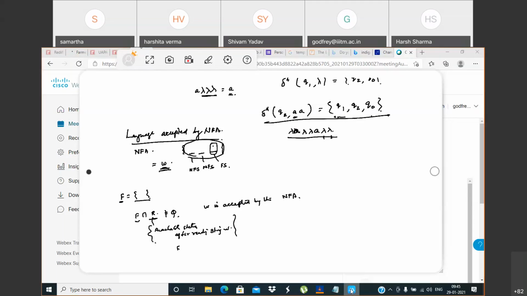And if this is not equal to empty, then we say that string W is accepted by the NFA, right? So that is what we say, right?